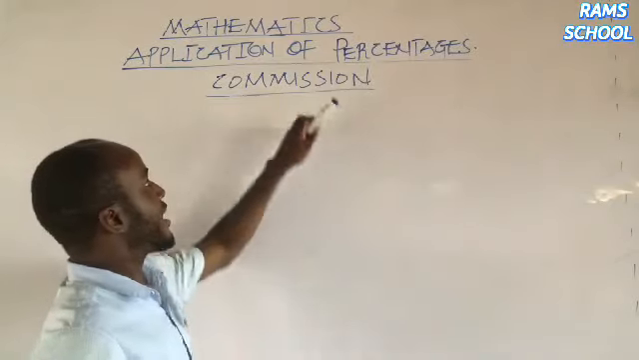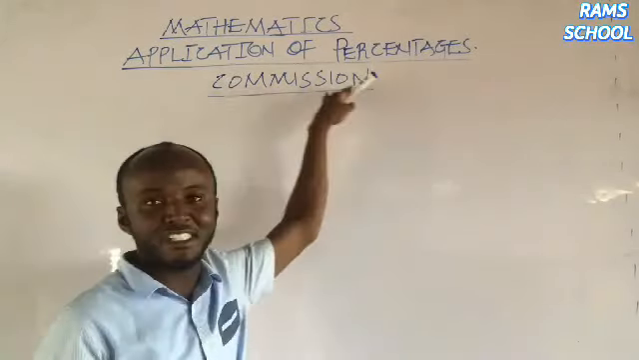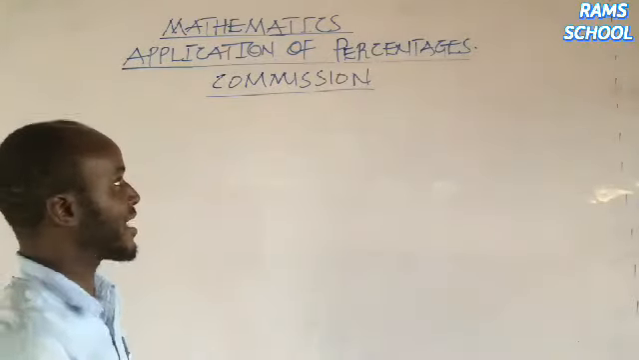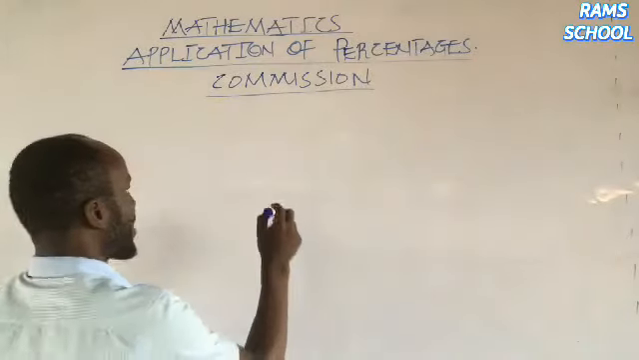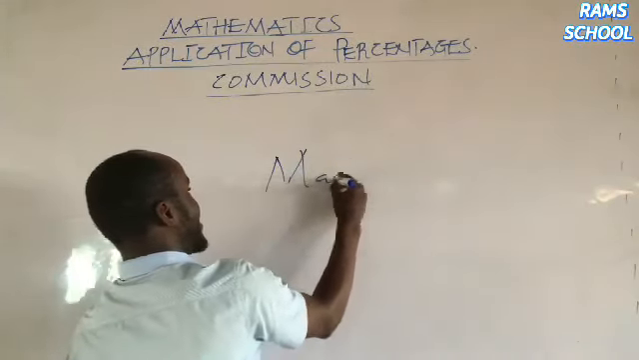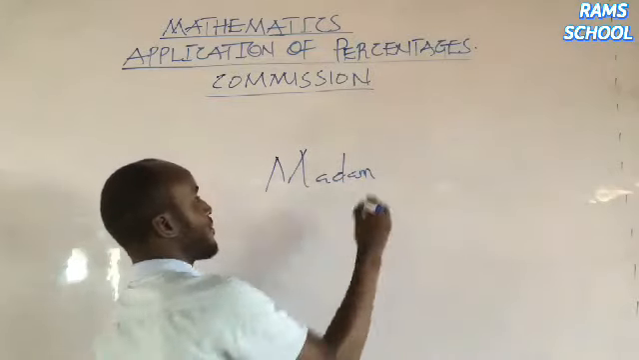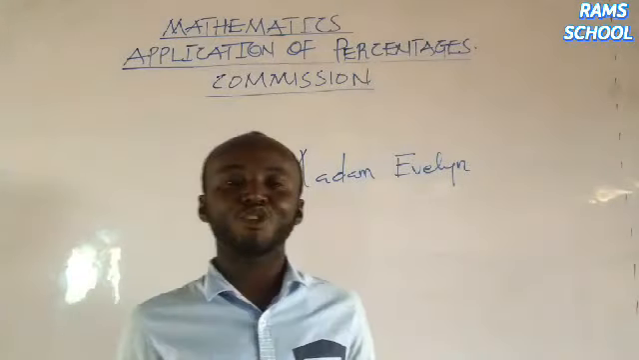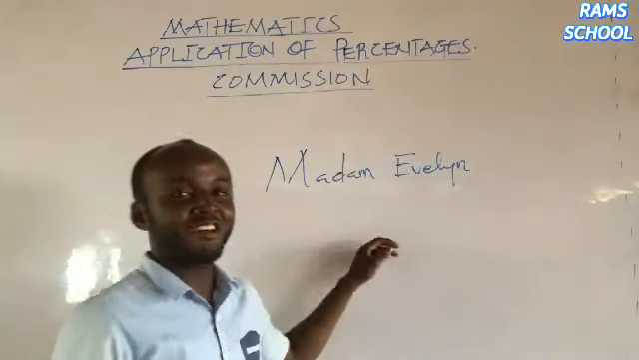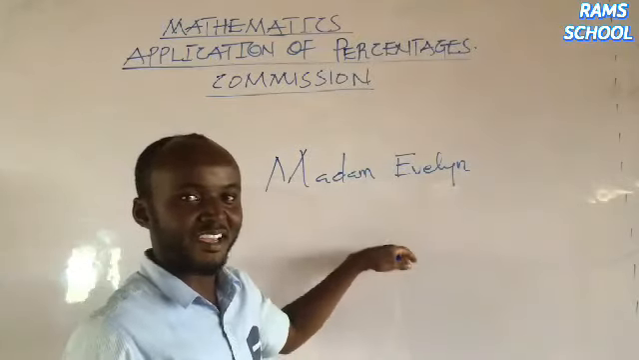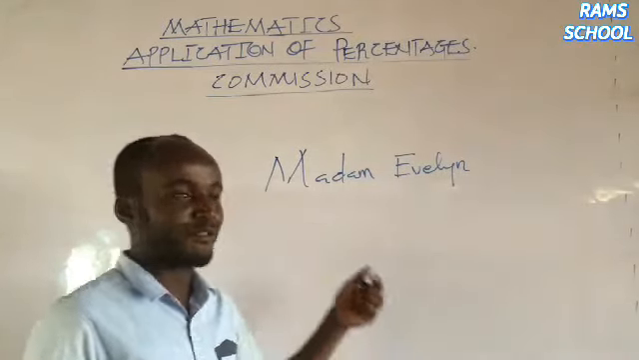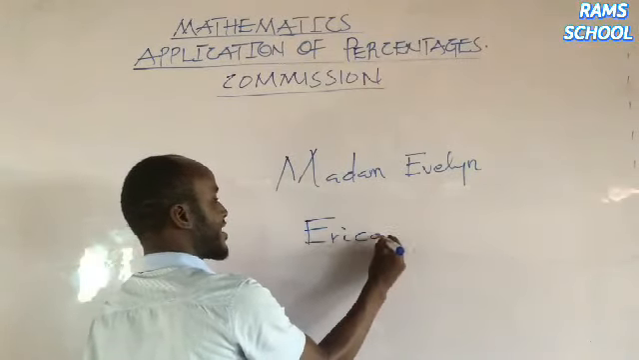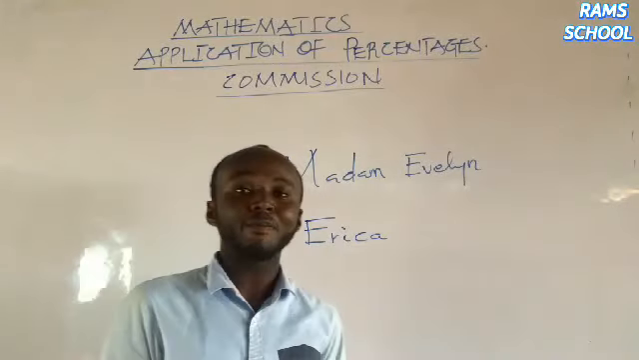Alright. So before that, you must know what is meant by commission. When we say commission, let's take this scenario so that we get an understanding before we start solving some examples. Let's say Madam Evelyn owns a shop. She's owning a very big shop. Then she has employed a girl to be at the shop for her, making sales or selling the items for her. So, assume Madam Evelyn employs Erica. Erica is now the shopkeeper.